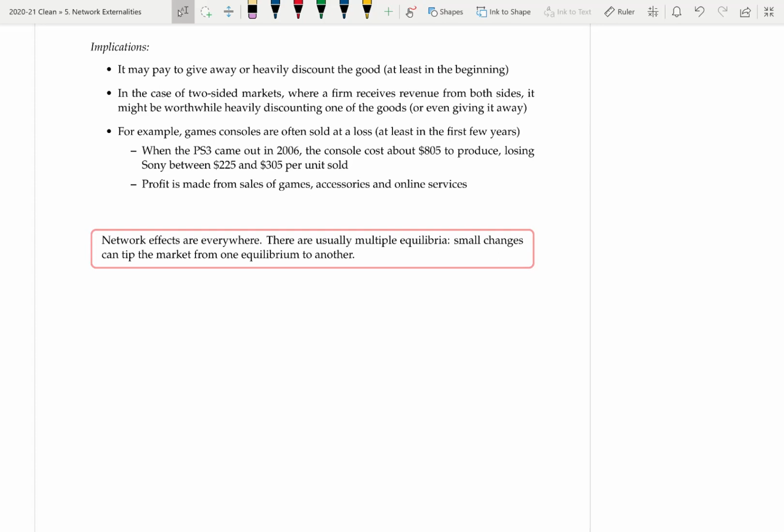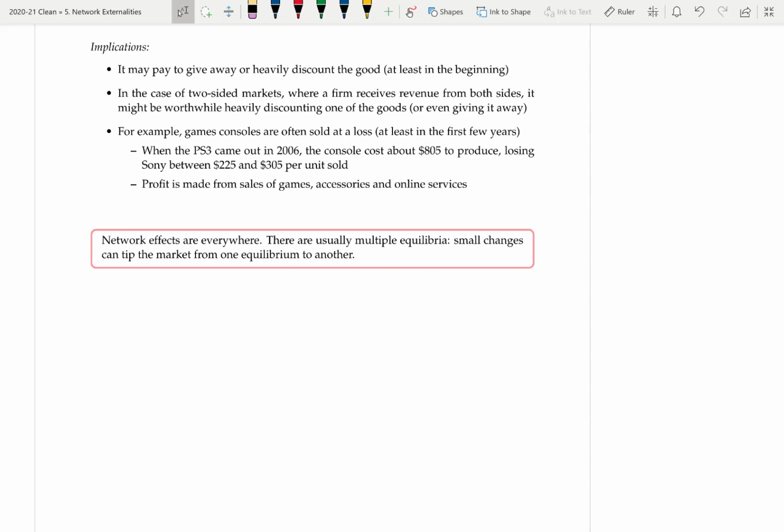Now, in the case of two-sided markets where a firm receives revenue from both sides, it might be worthwhile to heavily discount one of the goods or even give it away. For example, games consoles are often sold at a loss, at least at the beginning. The PS3, when it came out in 2006, cost about $805 to produce, and this meant that Sony was making a loss. They were selling the console at a loss of between $225 and $305.